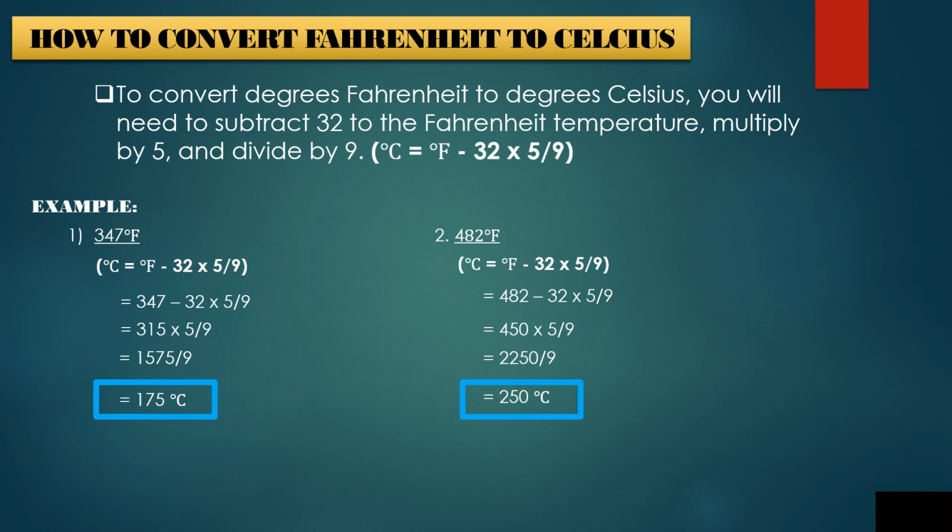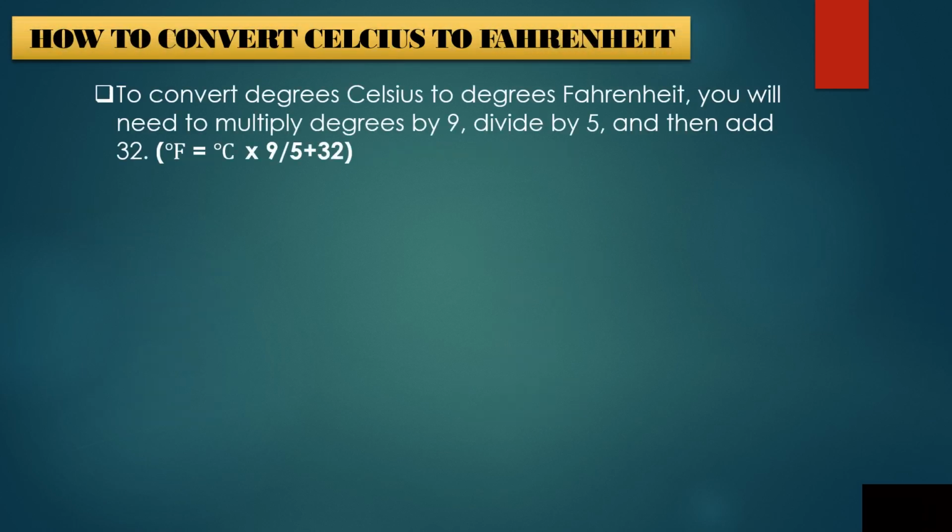Okay, so paano naman kapag Celsius to Fahrenheit? To convert degrees Celsius to degrees Fahrenheit, you will need to multiply degrees by 9, divide by 5, and then add 32. So, ito yung ating formula. Degree Fahrenheit equals degree Celsius times 9 over 5 plus 32. So, ito yung ating example.